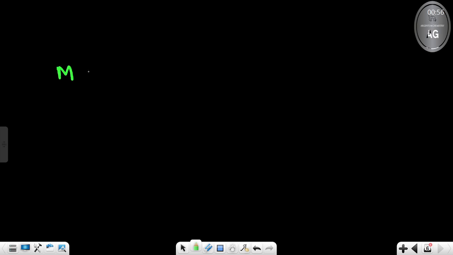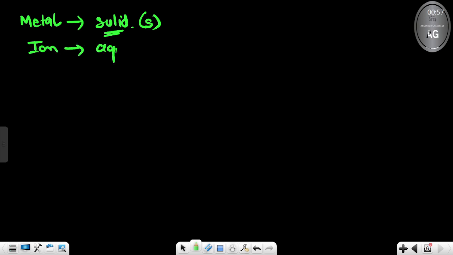In oxidation, there is loss of electrons. So M to Mn plus. This is the first thing, because loss of electron is oxidation. Now you remember that whenever we are writing a metal, it is in solid state, so metal will always be in solid. So we write bracket S. But whenever it is becoming an ion, any type of ion, then it will become aqueous state. So we have to mention AQ, or if concentration is mentioned, we write the concentration in bracket.